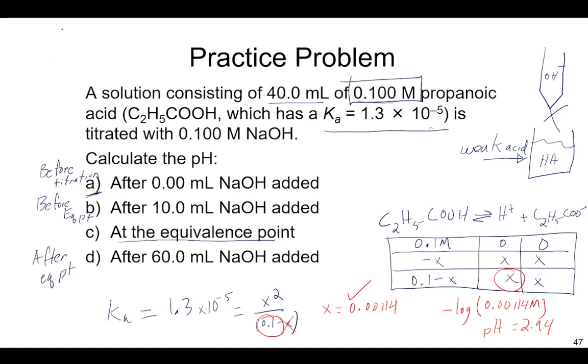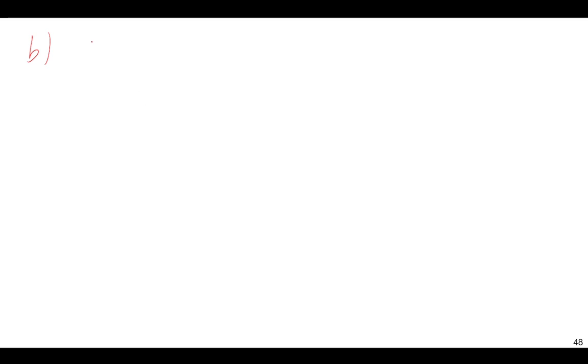Now, part B is after I've added 10 milliliters of 0.1 molar NaOH. 10 mils, 0.1 molar NaOH, or just OH minus. And we're adding that to 40 mils of 0.1 molar propanoic acid.